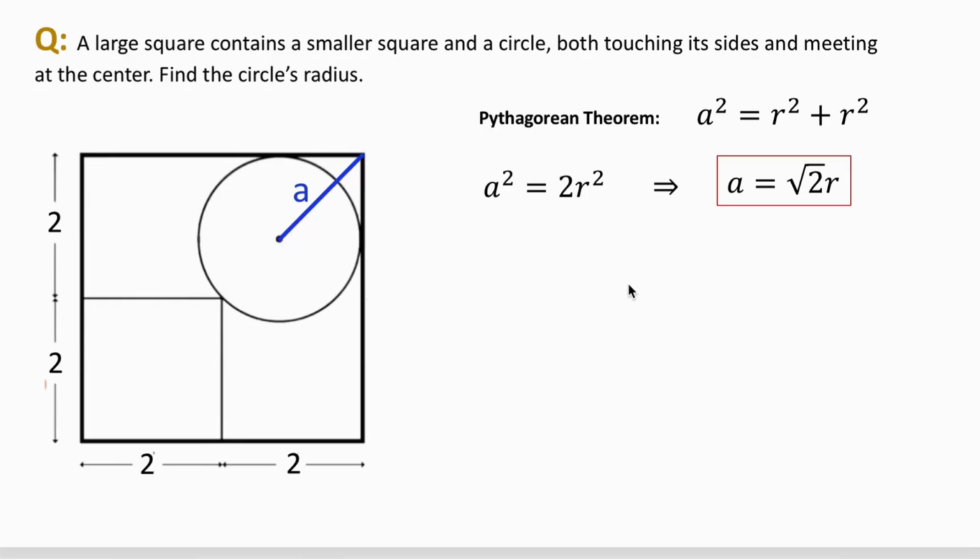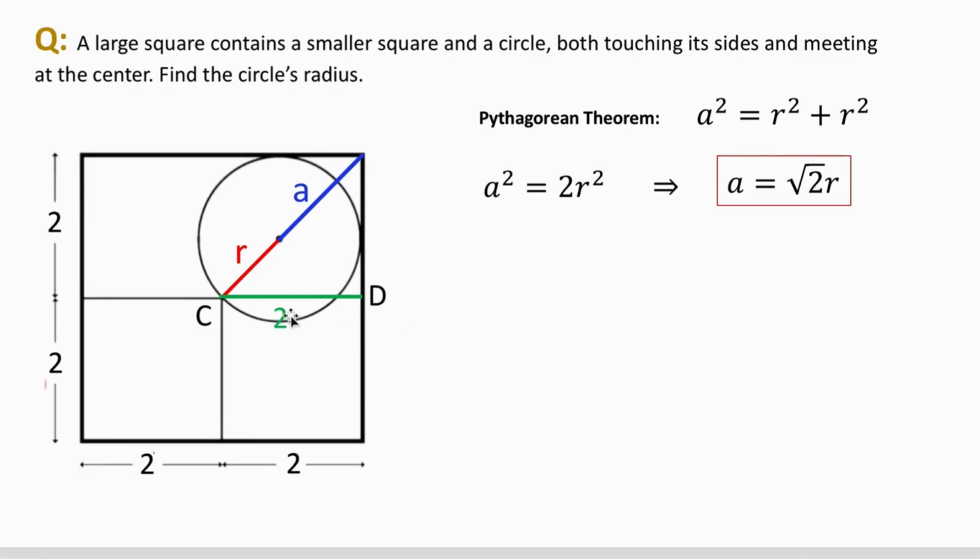Now that we found the length of A as the square root of 2 times R, we can extend it by R like this to the point where the circle and the small square meet. From the point C, that is the center of the square, we draw a horizontal green line to meet the vertical side of the square at point D.